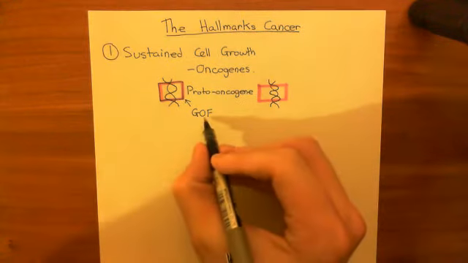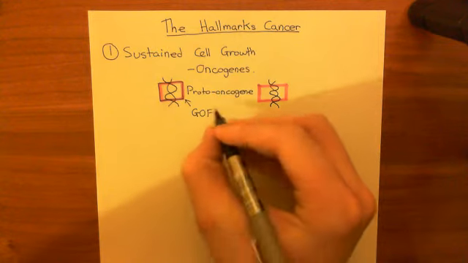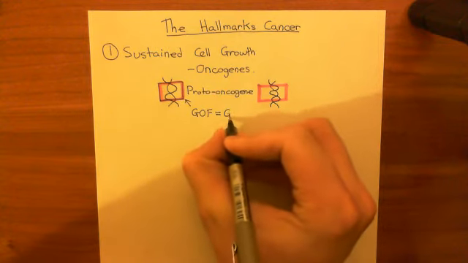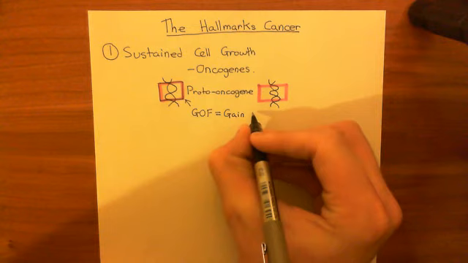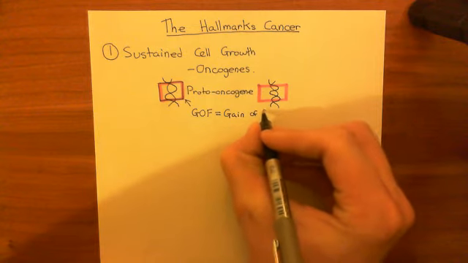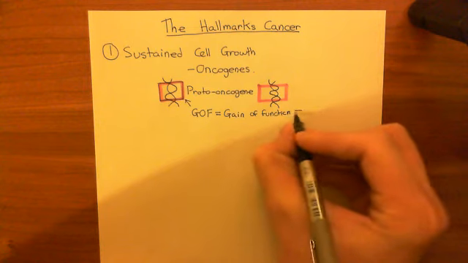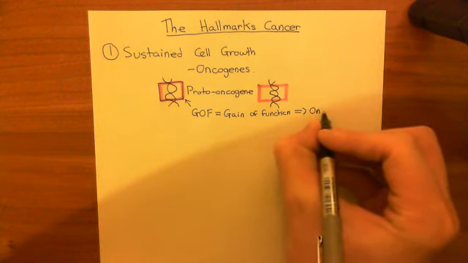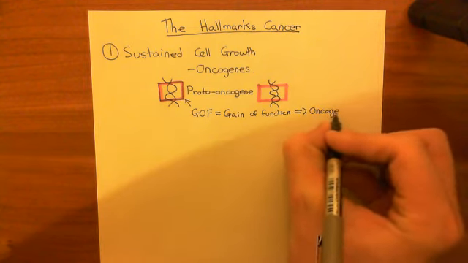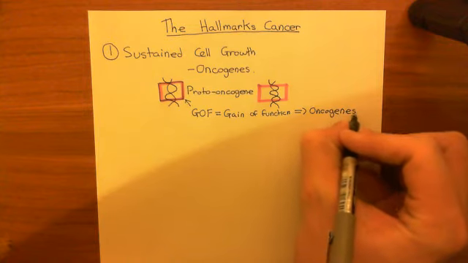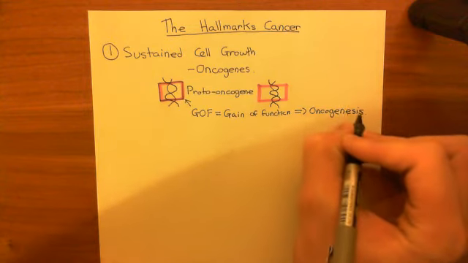GOF just stands for gain of function mutation. So if you get a gain of function mutation, then it's going to set you down the path of oncogenesis. So gain of function is going to lead to oncogenesis, which is just another name for the formation of cancer.